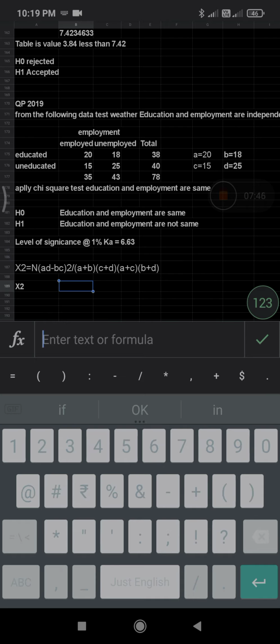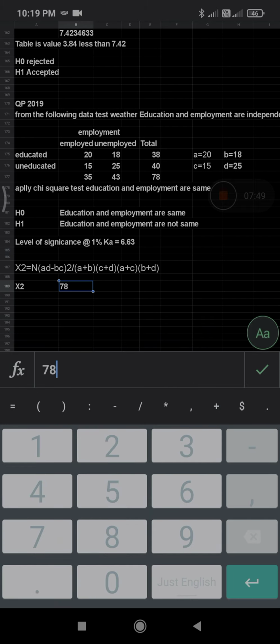Now what is n here? n is 78. n is 78 in bracket. What is the A value here? I'll put one more bracket, and before that I'll put A into mark. Then 20 into 25 bracket close minus in bracket 18 into 15 bracket close. Next one, divided by 38 into 40 into 35 into 43.